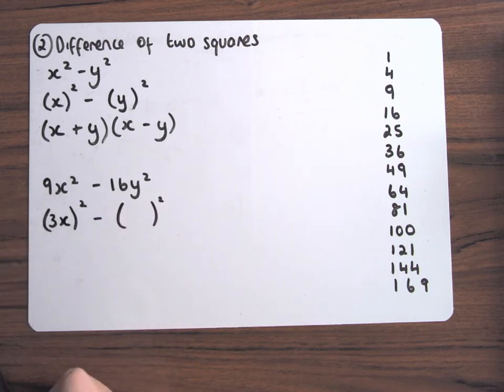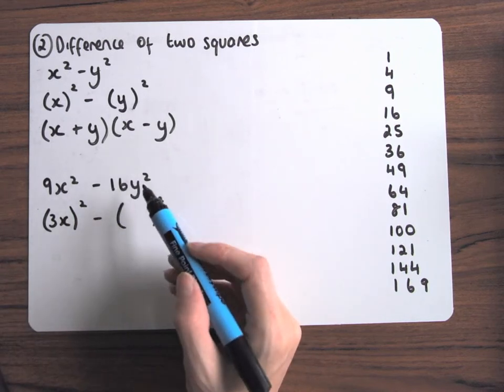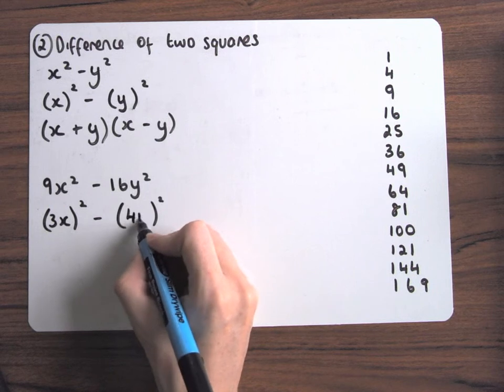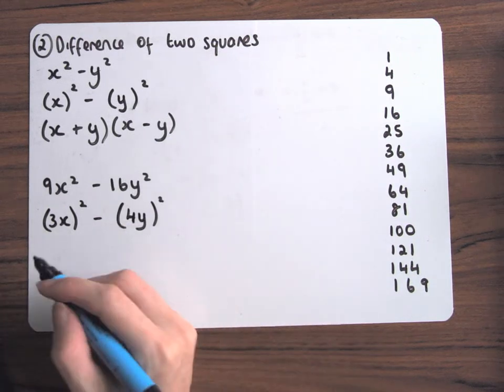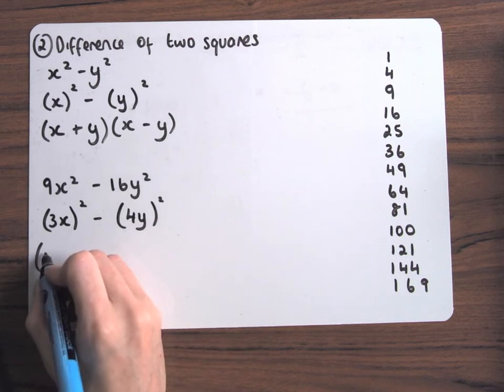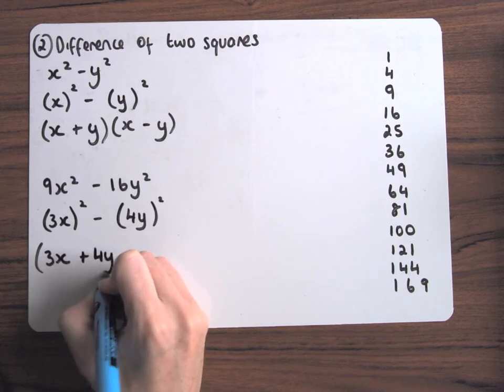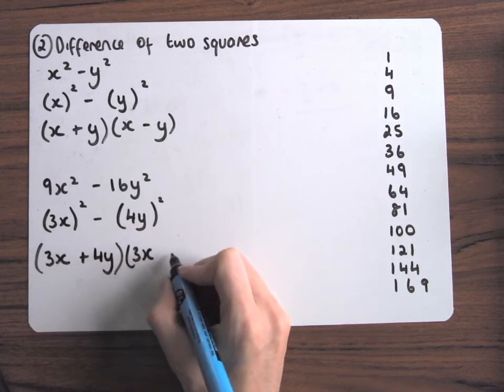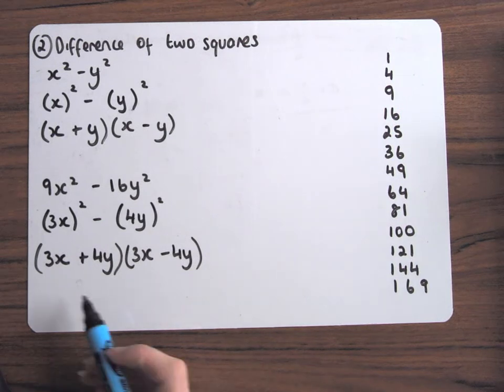Could you get the calculator to tell you that? Square root, yeah. In the calculator you just say square root 9. And over here, 16y squared is 4y to be squared, isn't it? What's my last step? 3x plus 4y and 3x minus 4y. Doesn't matter where you put the plus or the minus, okay?